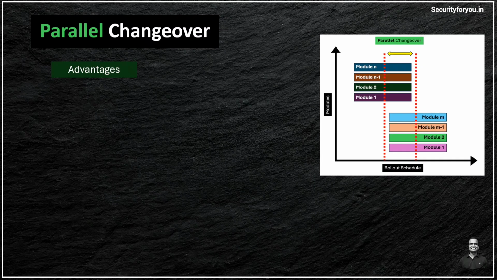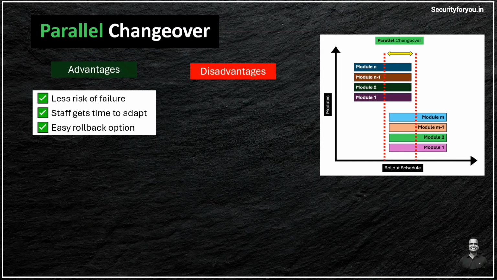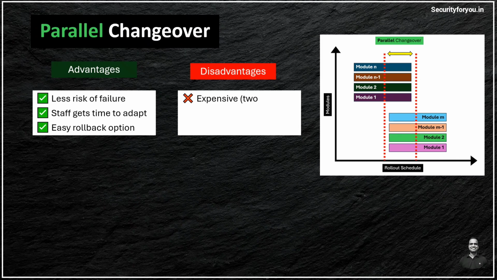So the advantages of parallel changeover are less risk of failure, staff gets time to adapt, and an easy rollback option. And some of the disadvantages are it is expensive. You need to maintain and monitor two systems at the same time. Data must be consistent in both systems, which takes extra effort, right? And also it can double licensing costs and create duplication of work.